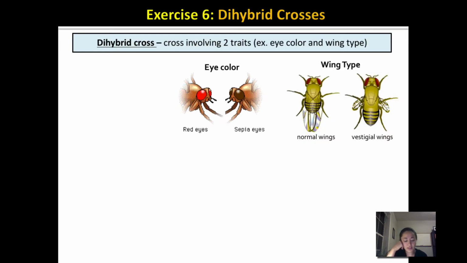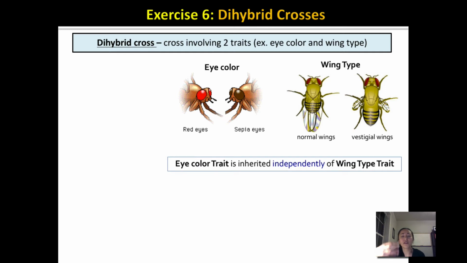All right, so I think we're pretty good with monohybrid crosses. So let's move down to objective 4, where it says construct Punnett squares and predict phenotypic ratios in offspring from dihybrid crosses. A dihybrid cross is no different than a monohybrid cross, except you're looking at 2 traits. So you might be looking at, for example, eye color versus wing type. So you're looking at how these 2 traits are inherited together.